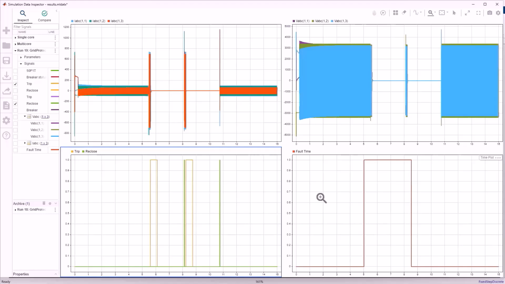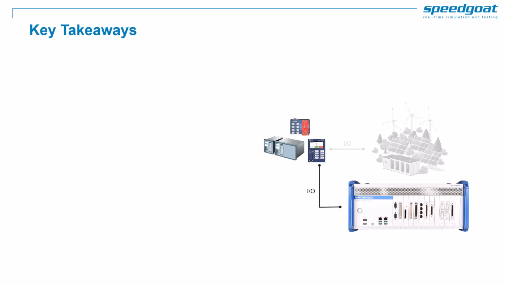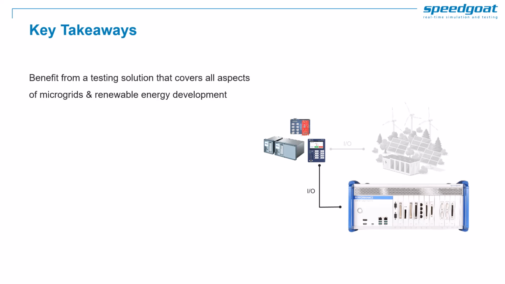Christophe, I'll now let you conclude this webinar. Many thanks, Manuel. So let's wrap up today's webinar. There's a single key takeaway for you today. Speedgoat Test Systems and Simulink provide a testing solution for all aspects of testing controllers for microgrids and renewables.